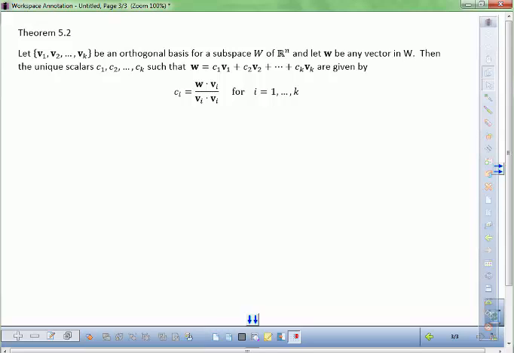Then there are unique scalars C1 through Ck such that you can write W as a linear combination of that orthogonal set. And not only do these scalars exist, but there actually is a formula to find those scalars. That formula is given by Ci is equal to this. It's a dot product divided by this.